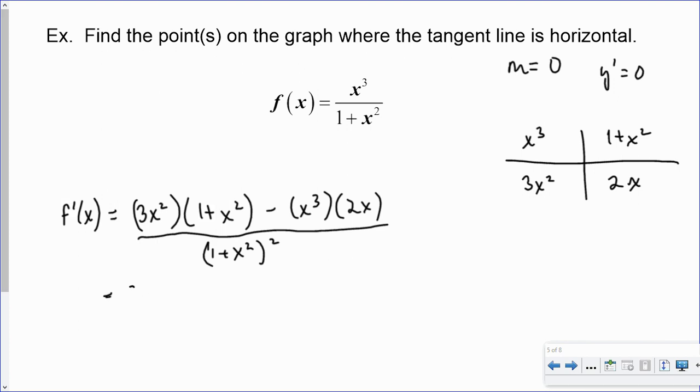Okay, let's expand. I'm just going to take a second and check my solution.